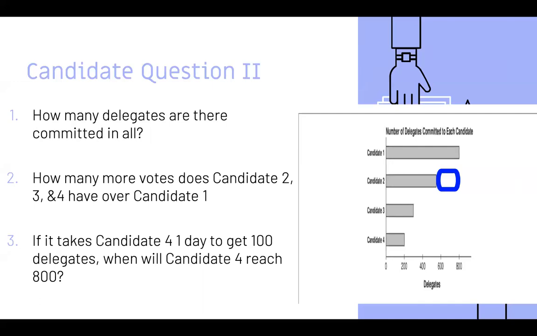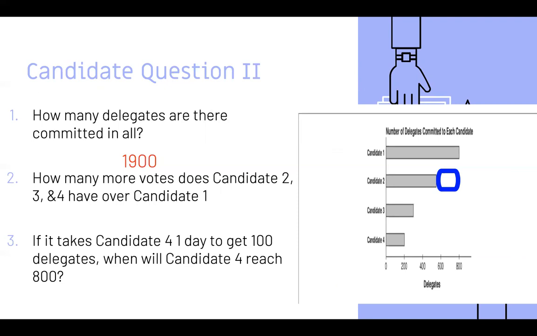How many delegates are there in all? Well, we just have to count up all the delegates, and that would be 1900, because we counted all the delegates that are there: 200 plus 300 plus 600 plus 800, which is 1900. And I don't care so much that you get the answer correct every time, as long as you understand how we get to that answer.